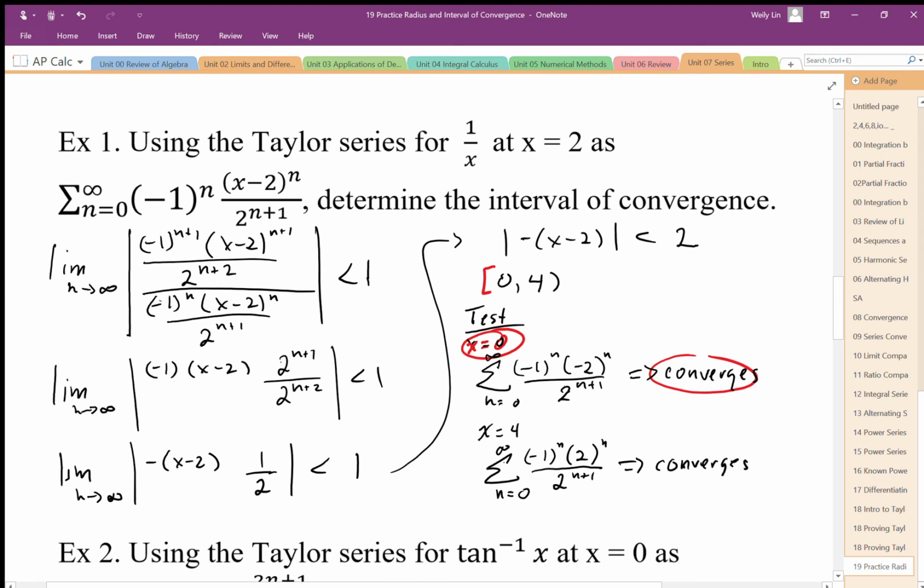So then because that endpoint converges, x equals 4 is convergent. So again, we're going to include that as our endpoint. So our interval of convergence is going to be from 0 to 4, and it's a closed interval of convergence. It includes both endpoints.